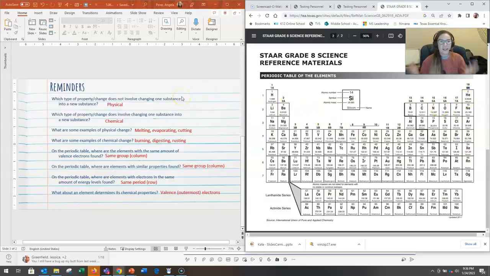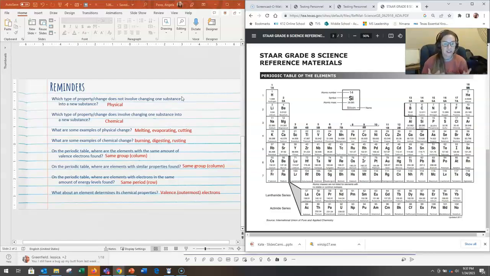Okay, so let's just do some reminders. If we're talking about properties of matter, remember which type of change does not involve changing one substance into something new? This would be a physical change. So if I take the notebook that I have in front of me and I rip it in half, it's still a notebook. It's just in smaller pieces. I've done a physical change to my notebook, but my notebook is still a notebook, right?